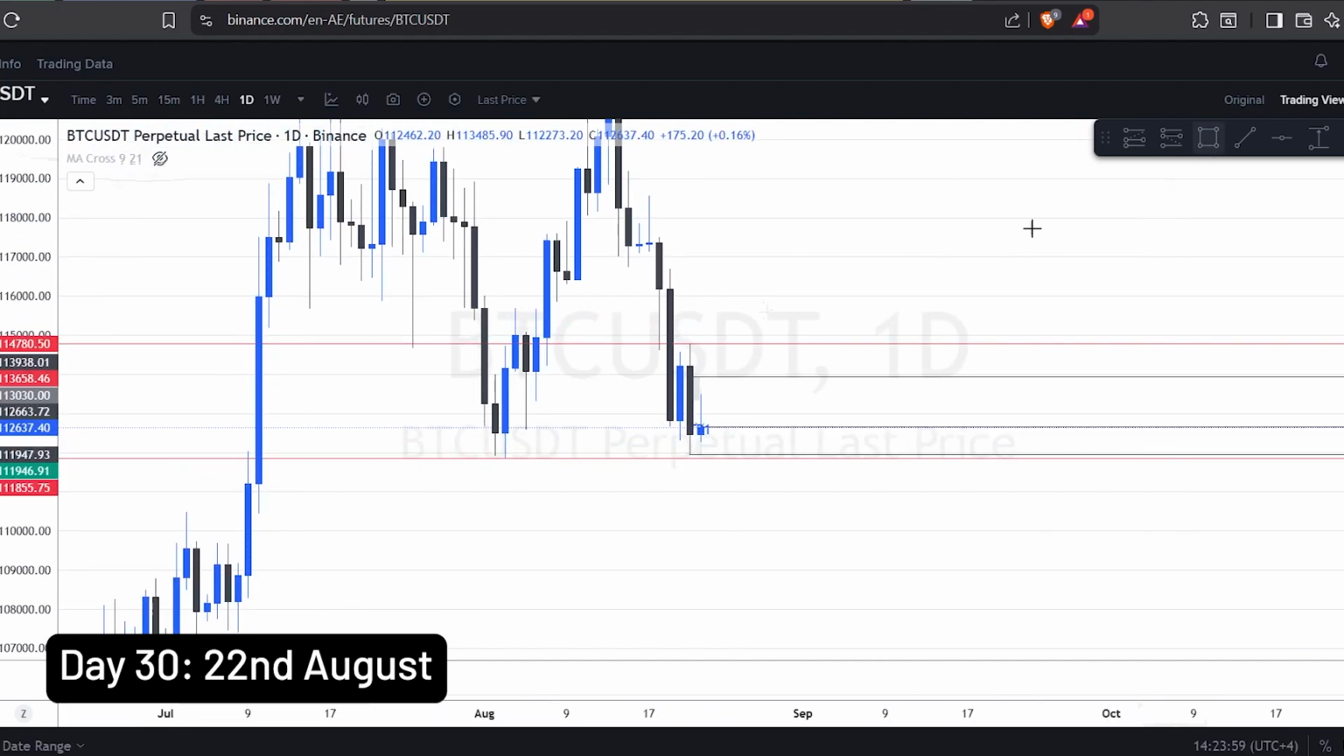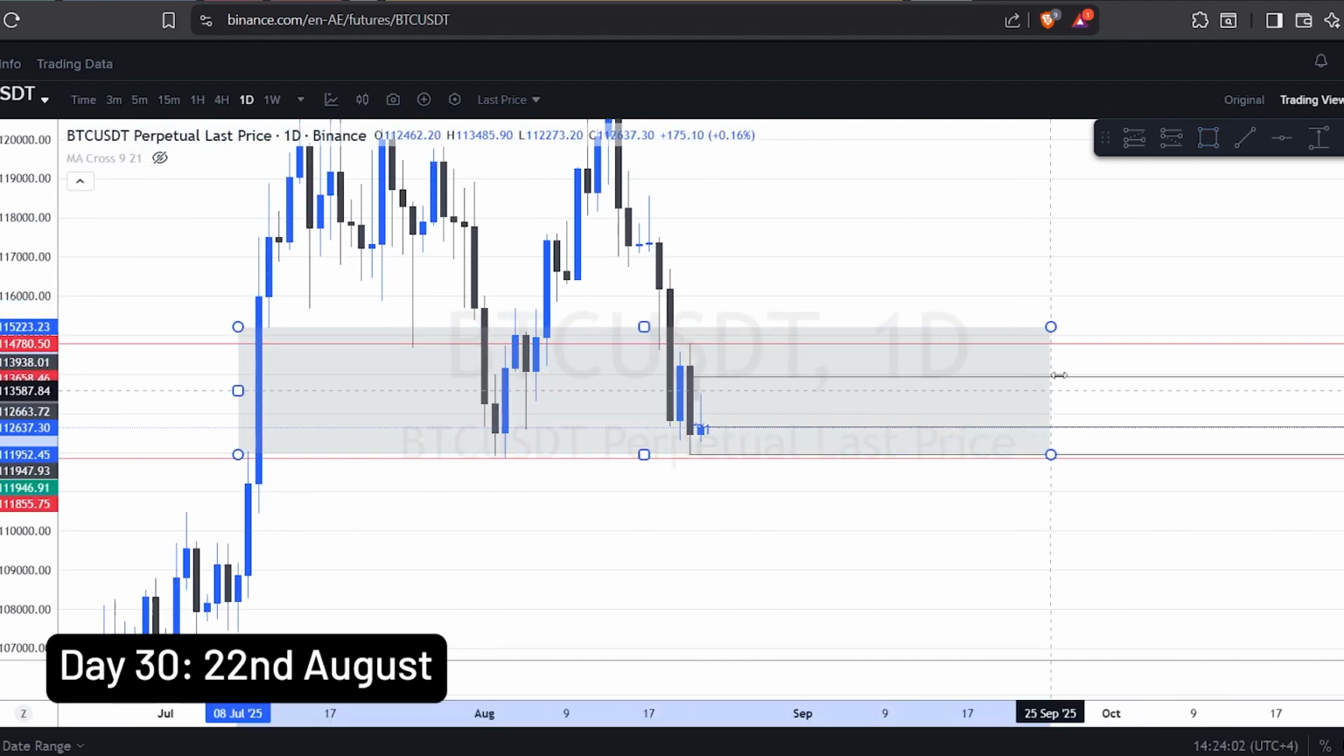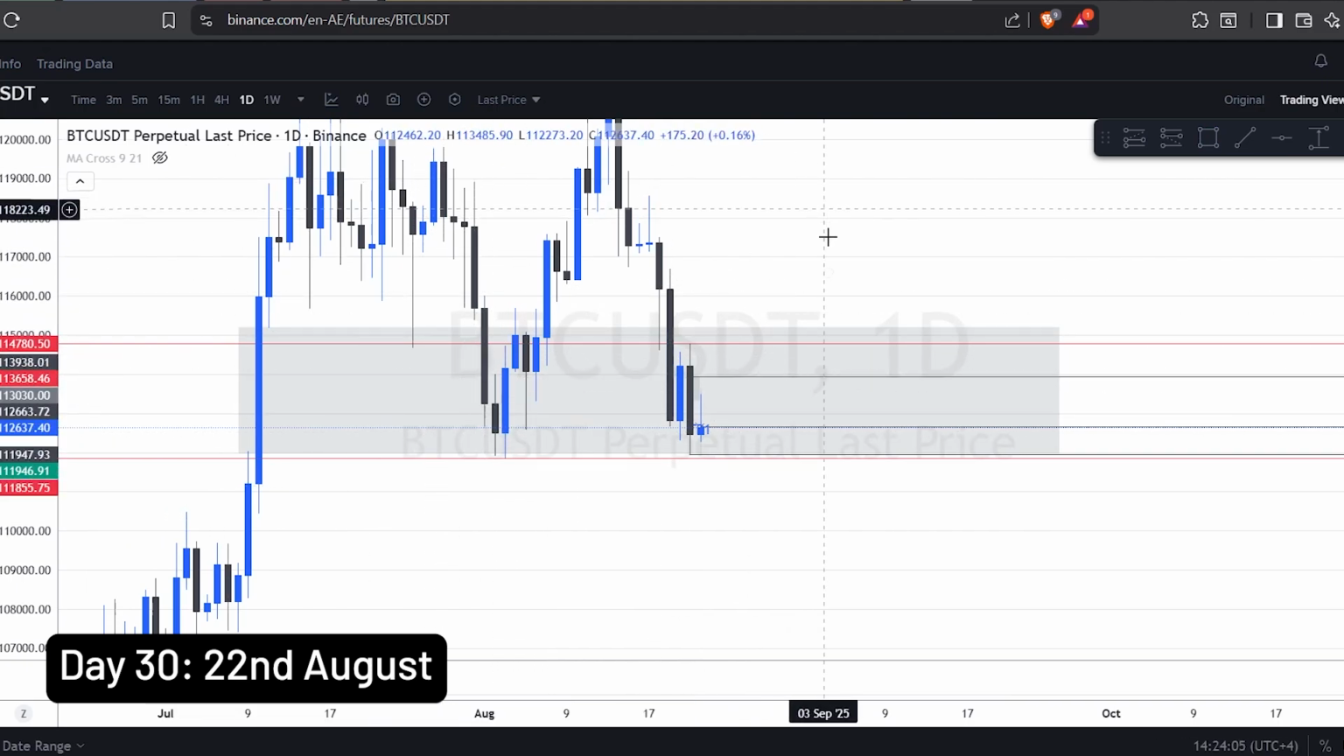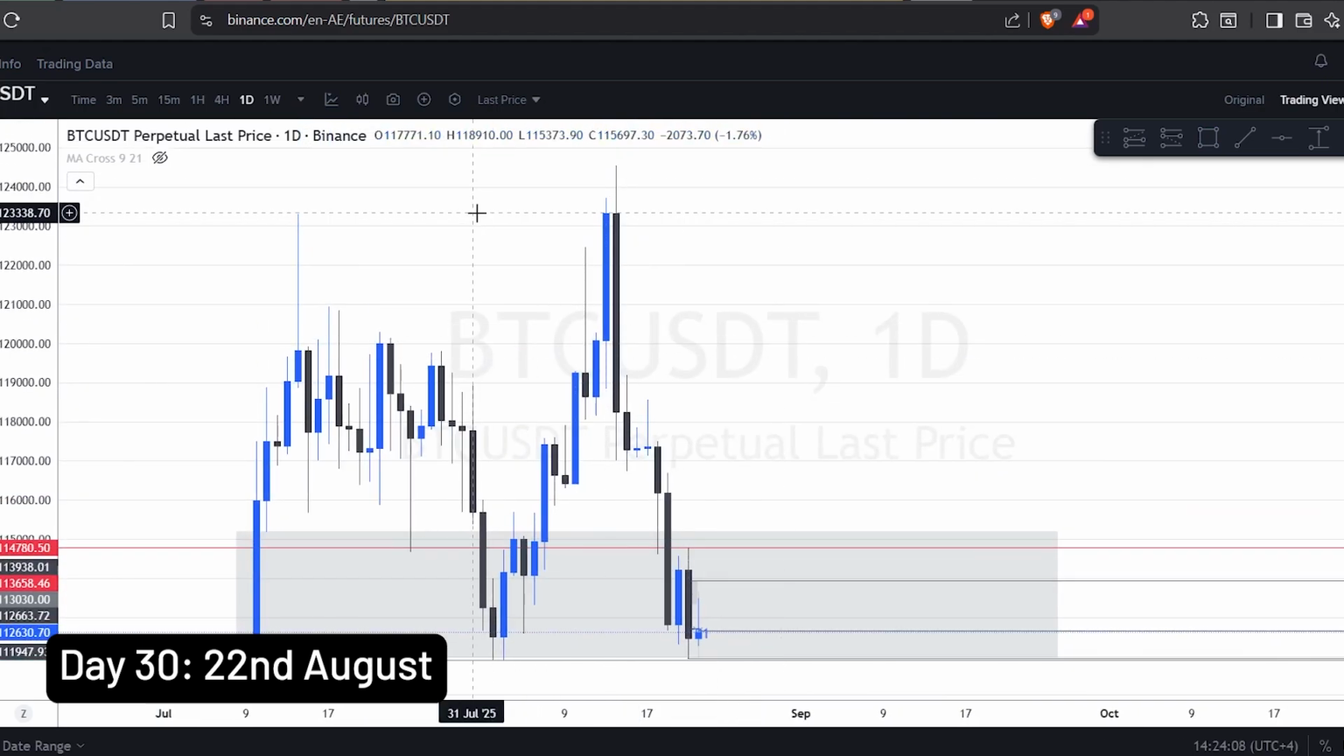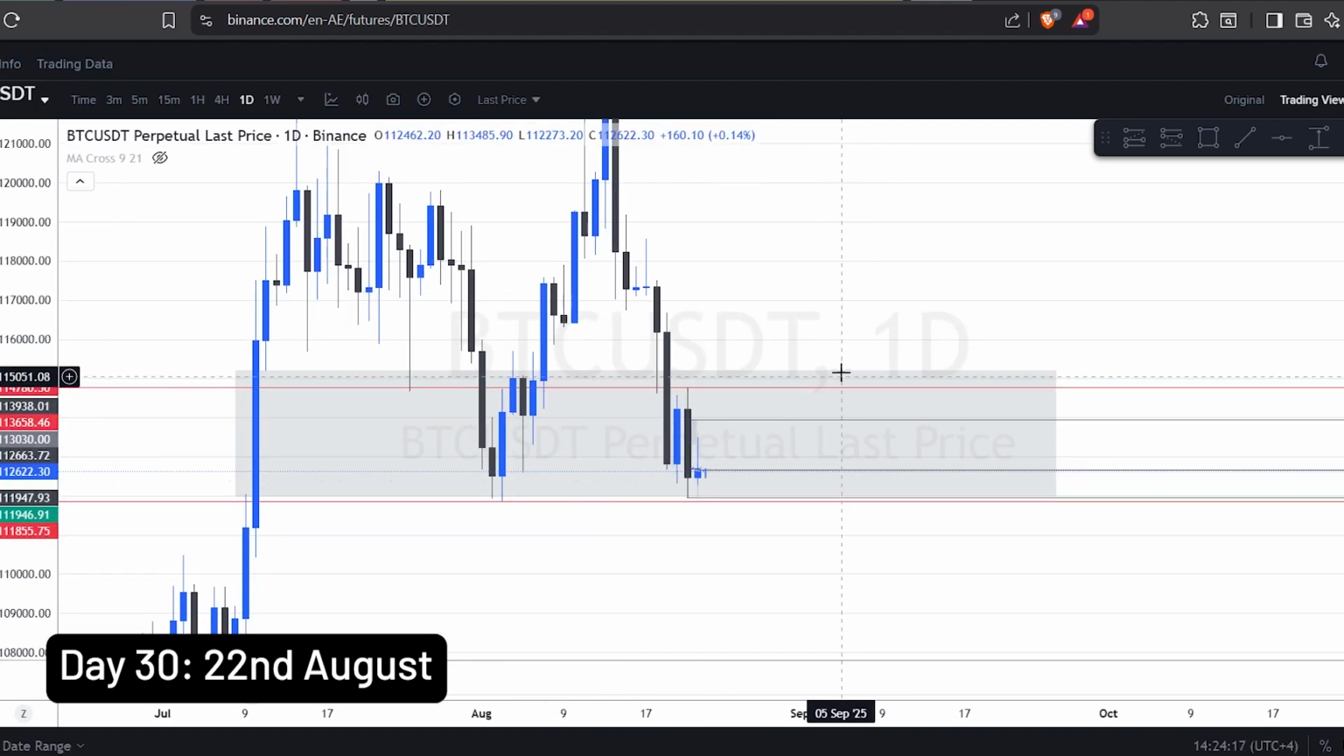Here is the imbalance. You can see a huge imbalance here, and this imbalance was filled previously, and then again the price went up to grab this liquidity. So it broke and grabbed this liquidity, then a change of character, and then the price is coming down. That means in the daily time frame the market is bearish, so we will look for bearish entries only.